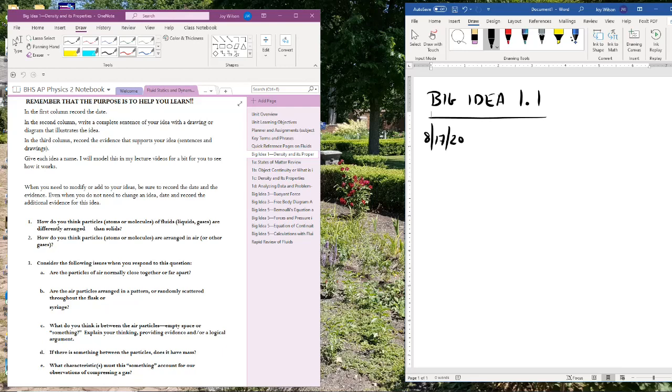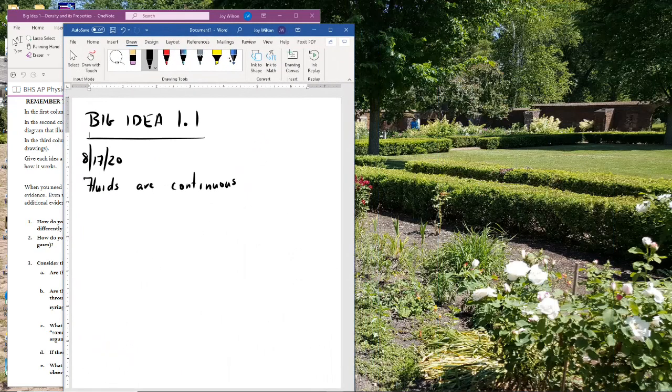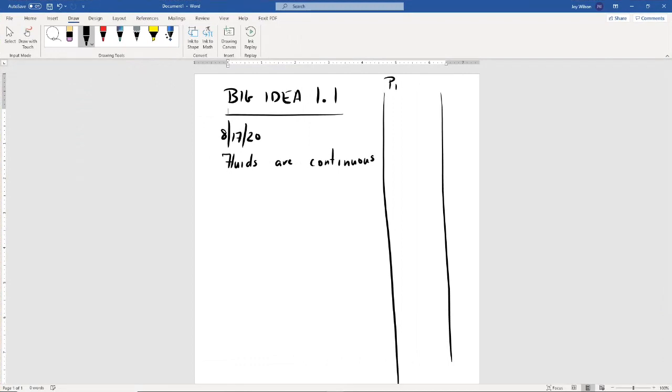So we want to know, what does it mean when we say a fluid is continuous? Fluids are continuous. That's going to be a big part of how we interact with fluids in this section. So we're going to say fluids are continuous. And then, whoops, sorry, I got two mice going on. So fluids are continuous, and then the next column is where I'm going to draw pictures, notes, examples, will all go here. And then in this case, we're going to have evidence that shows this.